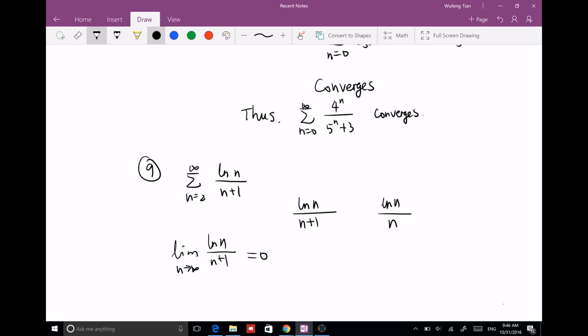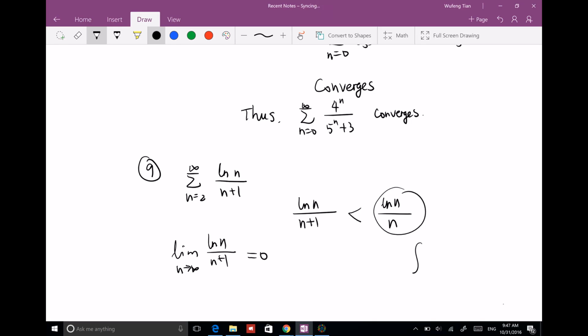It's okay, you can use ln n over n plus 1 and ln n over n. Okay, I think that's okay. You can compare which one is smaller, which one is bigger. Luke. This one is n plus 1. n plus 1 is smaller, right? Yep. Okay. So I can tell this one diverges. We know that this one diverges.